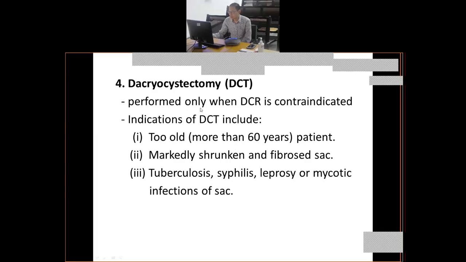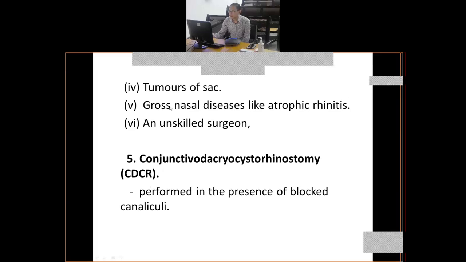DCT, dacryocystectomy, is performed only when DCR is contraindicated. We'll see some indications of DCT. First is patients more than 60 years old, markedly shrunken fibrotic sac, tuberculosis, syphilis, leprosy, mycotic infection of the sac, tumors of the sac, gross nasal disease like atrophic rhinitis, or an unskilled surgeon. Then conjunctivodacryocystorhinostomy is performed in the presence of blocked canaliculi.